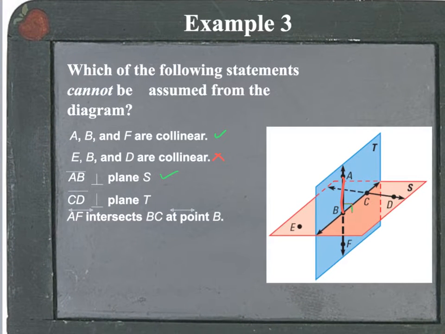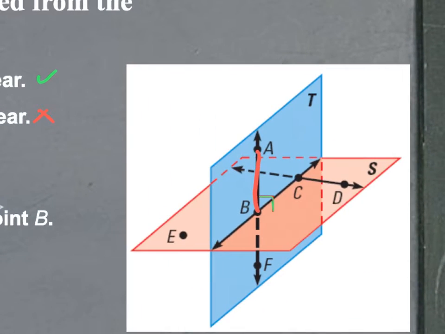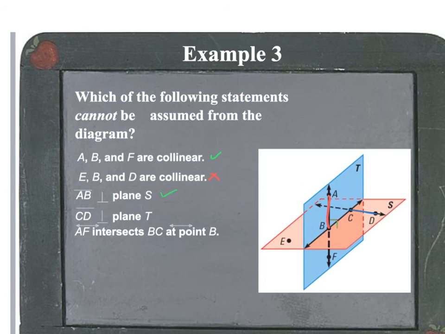CD, that's line segment CD, this one right here, is perpendicular to plane T. Can we assume that one? There's nothing there showing it's 90 degrees. Now, if you're like, but that goes through there. Sure, it might go through there at a weird angle, like it could be going diagonally through the paper. So we cannot assume that one. There's nothing there that shows us that one is 90 degrees.